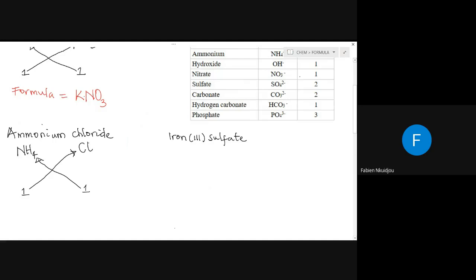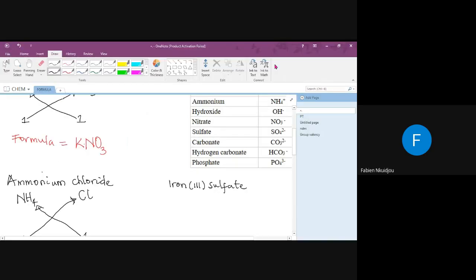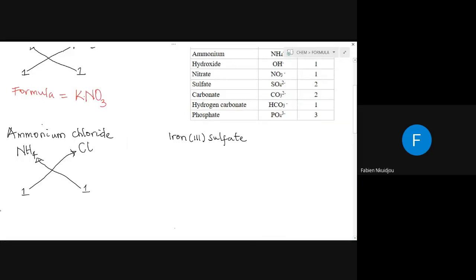And what is the formula, therefore, of ammonium chloride? So formula, we have, so that is the chemical formula of ammonium chloride. Let's look at the last example before you try some by yourself.